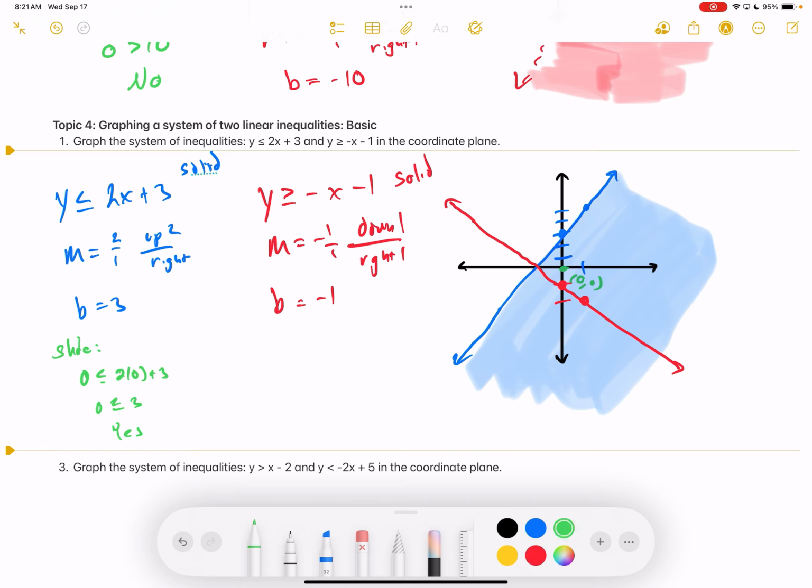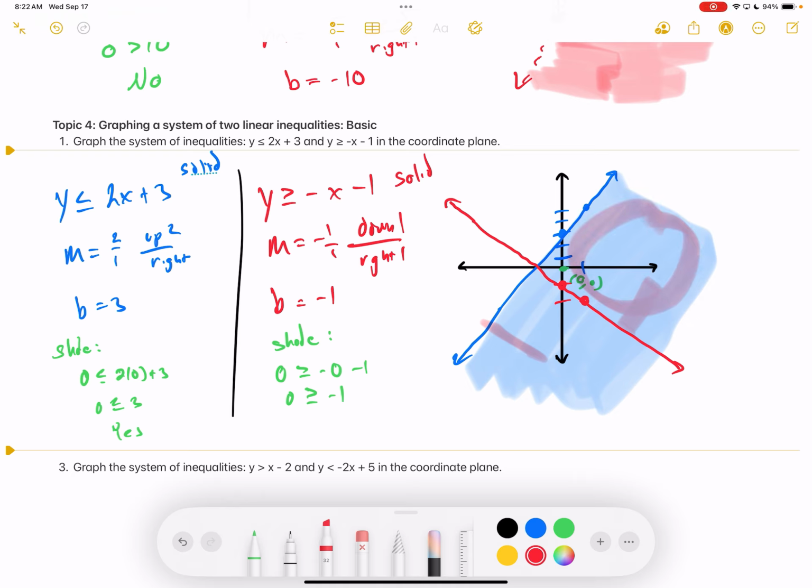Now to figure out where to shade on this one, I can again go through 0, 0 because that is not on the line. So if I plug in 0, 0, I get, oops, I forgot to put a 0 in for my y, 0 is greater than or equal to -1. That is true, so I'm going to shade towards 0, 0. So if you made your little mark on the blue line, I need to be to the right of this and above this, so it would be this area right here.